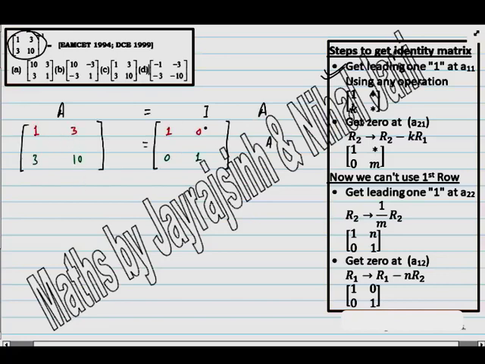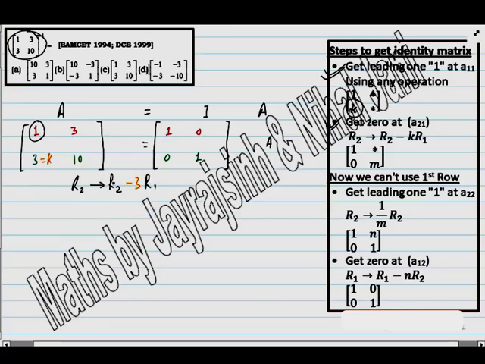So here we have A is equal to IA form. Now first of all, we need to get leading one at A11 point. We already have leading one at A11 point, right? And from that, we also get the value of k. So 3 is the value of k. Now in second step, we need to get 0 at A21 point, right? And for that we need to take R2 gives R2 minus k R1, or we can say minus 3 R1.